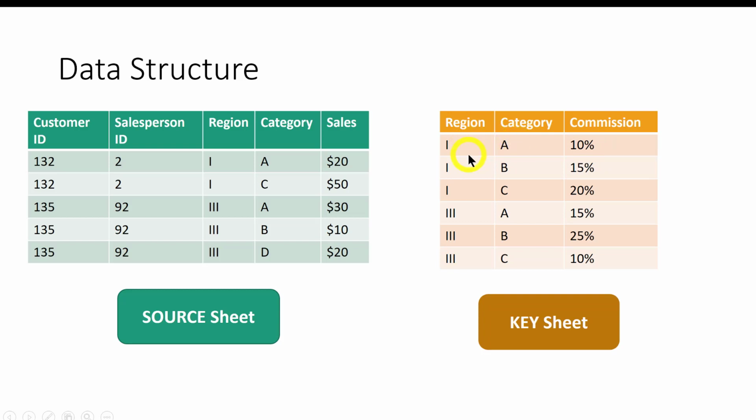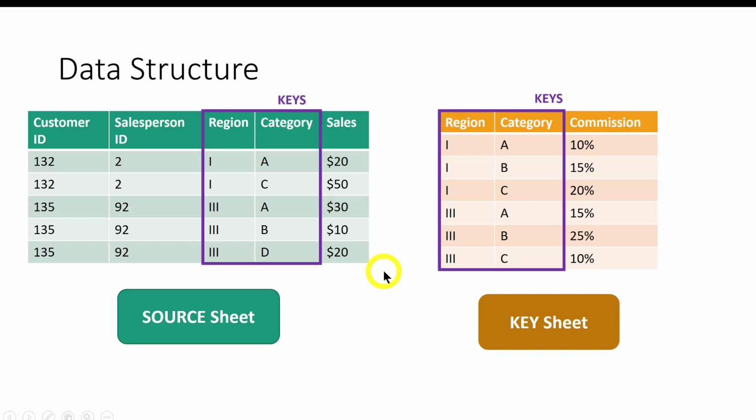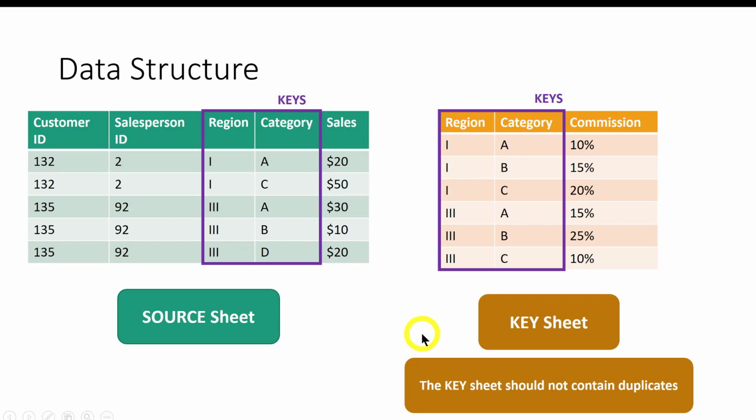And what we want to do now is to merge the source sheet and the key sheet by region and product category. For this to work, you want to make sure that the key sheet does not contain duplicates. And what the tool is going to do is to find a match between every record in the source sheet and a particular record in the key sheet whenever that match exists.